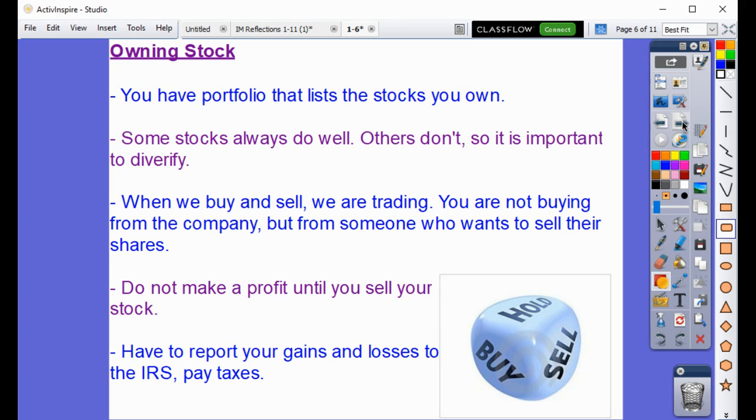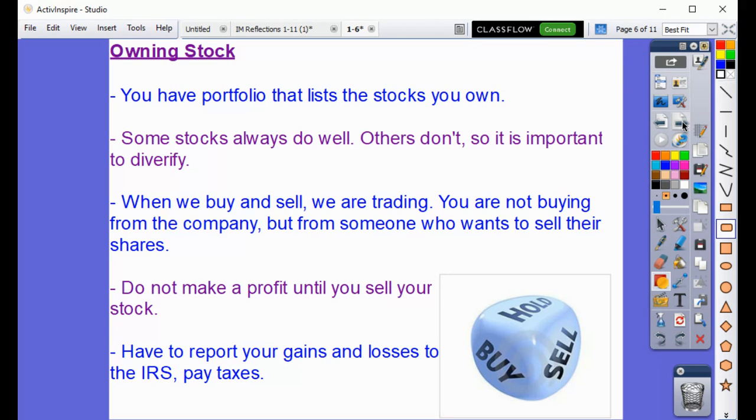Owning stock. When you own stock, you have a portfolio that lists all the stocks that you own. Some stocks will always do really, really well. Others don't. And so it is important, all stockbrokers tell you to diversify. That means to be in different types of markets, like technology, maybe energy and transportation, just different sectors.